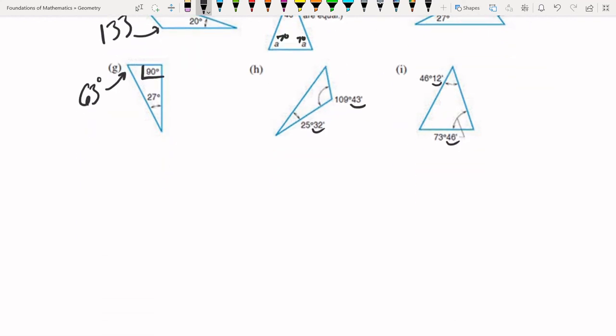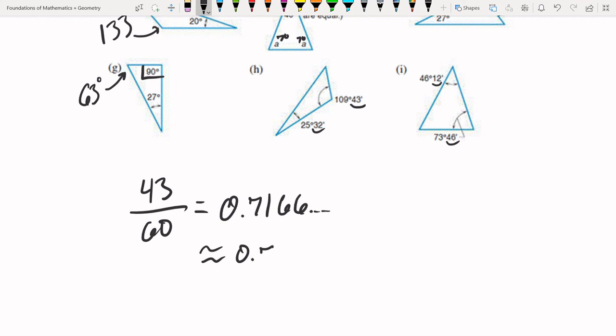To give you an idea of how to work with these numbers, really, all we're doing here is dividing. How many minutes are in an hour? There's 60 minutes in an hour. It's the same idea with degrees. So if you want to figure out how many degrees there are, you just take the minutes and divide by 60. That gives me 0.7166 repeating. I'm just going to round to 2 decimal places, 0.72. This is going to be degrees. So 109 degrees and 43 minutes is the same thing as 109.72 degrees.